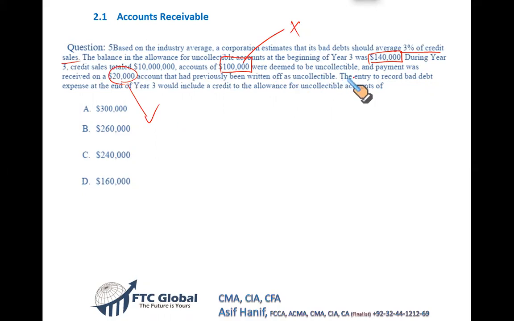Now, what the question is: the entry to record bad debt expense, mind the words bad debt expense, the charge for the period, would include a credit to the allowance for uncollectible accounts of what? First of all, you have been given the credit sales, which is 10 million. You simply charge 3% of this, which will give you $300,000.